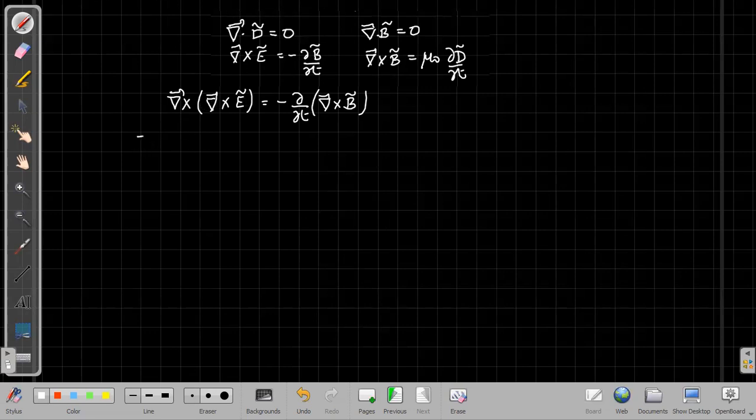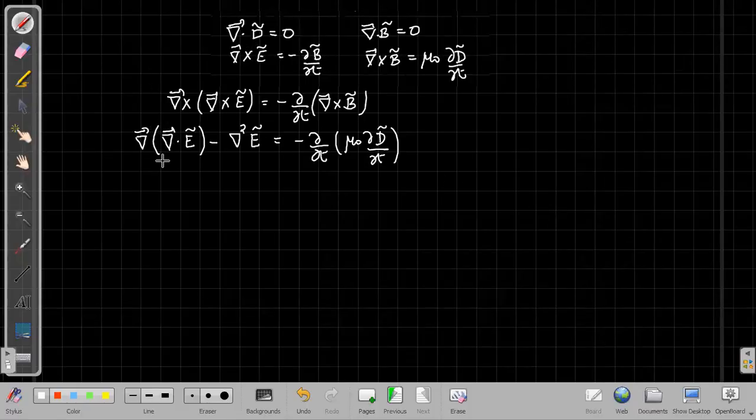Now del cross of del cross E can be written as del of del dot E minus del square E. That would be equal to minus dou by dou t of del cross B, which is mu 0 dou D by dou t. Now del dot E is 0. How come del dot E is 0? Because del dot D is 0, and that implies del dot E will be 0. So we can set del dot E to 0. Then what we get is minus del square E equals minus mu 0 dou square D by dou t square.